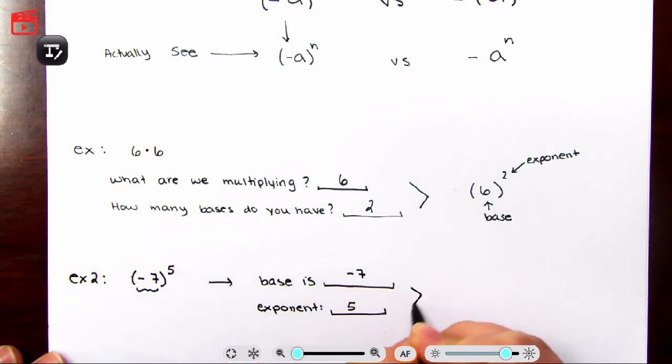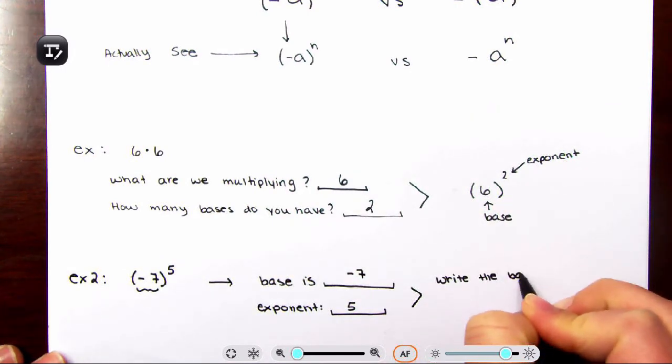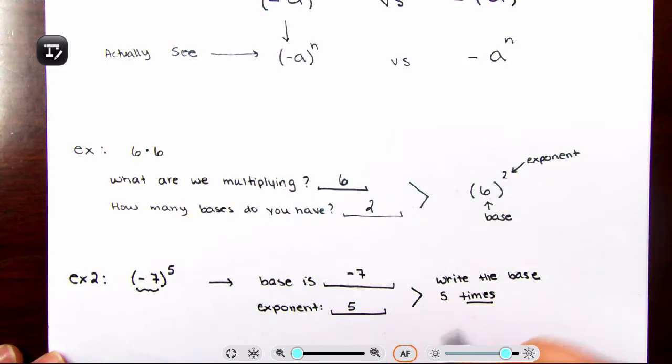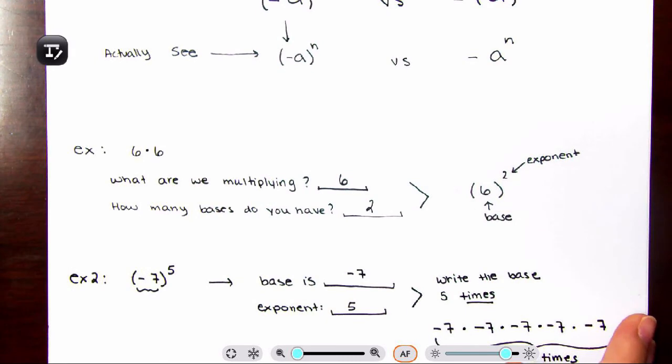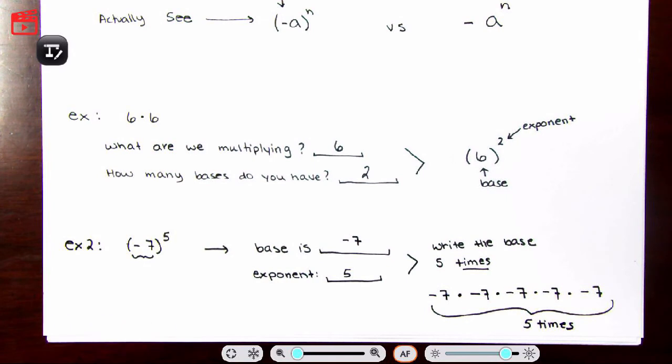What does that mean? That means you write the base 5 times. So what do we have? We have -7, that's 1, times -7, that's 2, times -7, that's 3, times -7, that's 4, times -7, that's 5. We're writing this 5 times. So if we were to evaluate this, we would evaluate this by multiplying -7 by -7 by -7 by -7. It's going to give us a very, very large number.